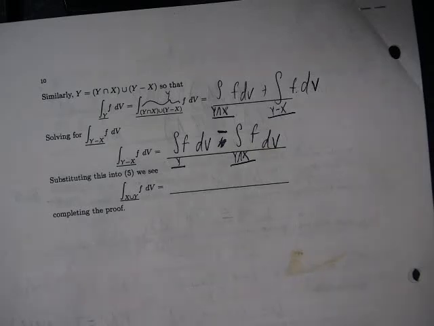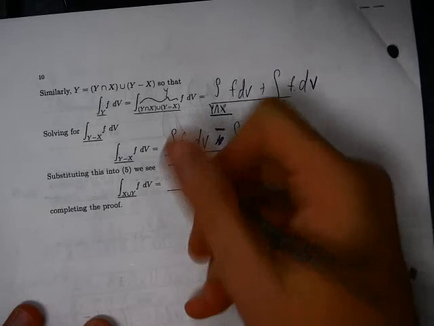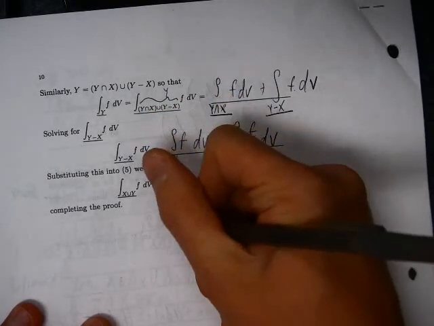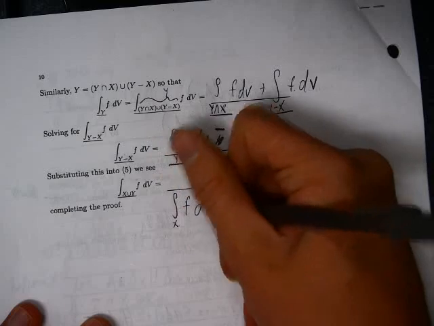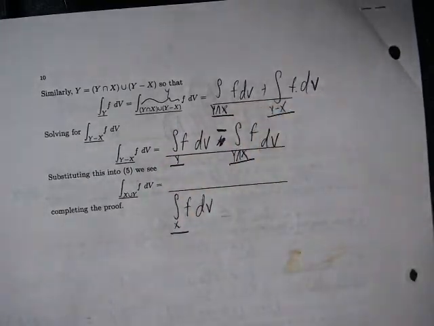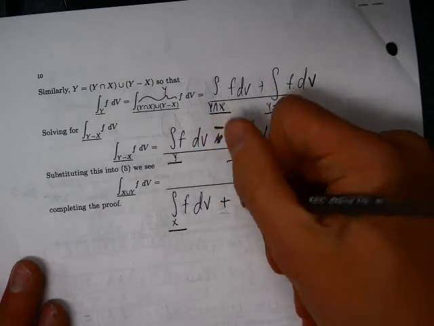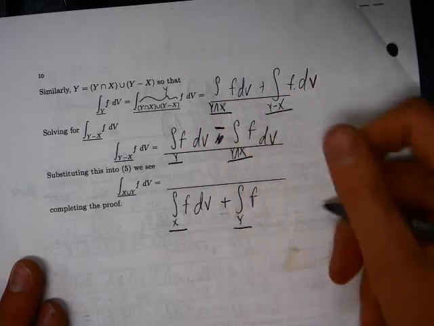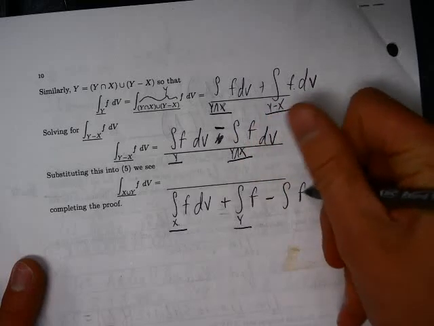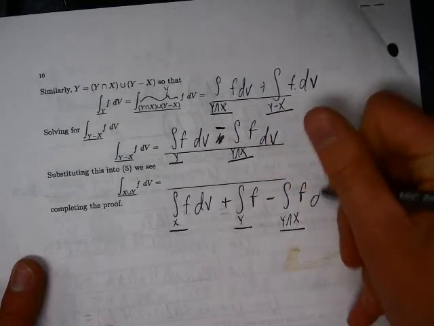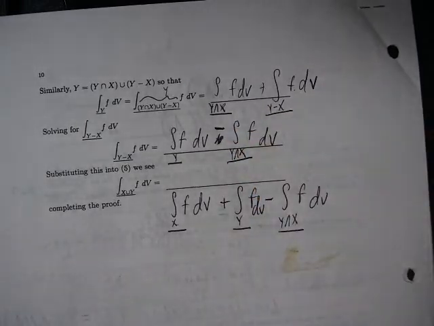So now let's just put these two things together. So that means that the integral of f dv is the integral over x of f dv. And then I needed to add the integral over y minus x. But I have now a formula for the integral over y minus x: the integral of f over y minus the integral of f over y intersect x dv. Is that exactly what I wanted to prove? Yeah, I guess the minus is on the other side, but who cares?